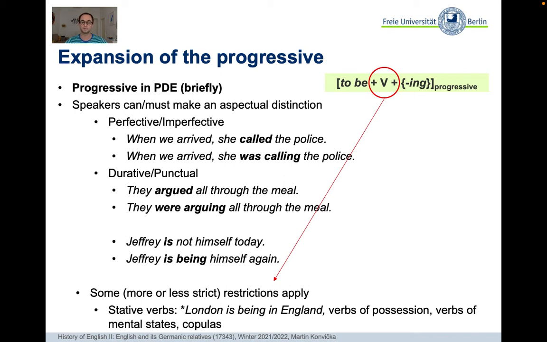The same would also go for verbs of possession, verbs of mental states, and so forth, right? So for example, if I have a pet dog, I cannot say I am having a pet dog. And this would mean something else, but if I want to say that I possess a pet, then I cannot use the progressive form.